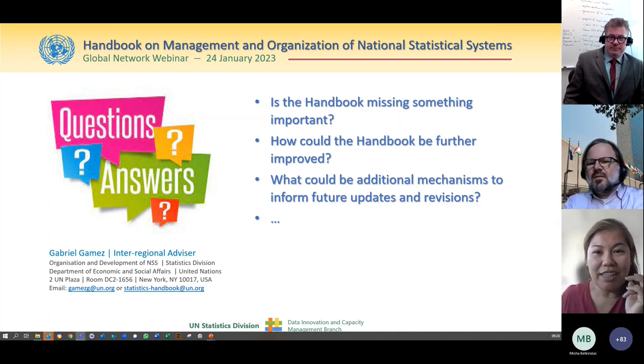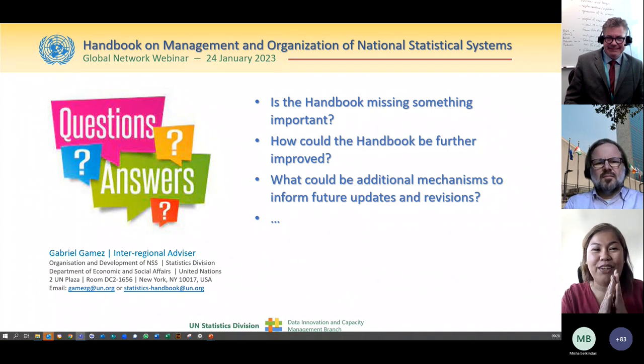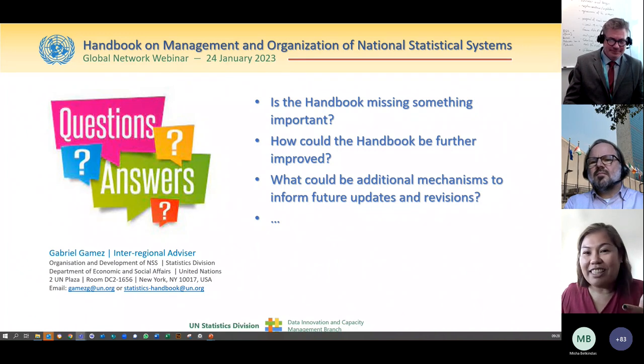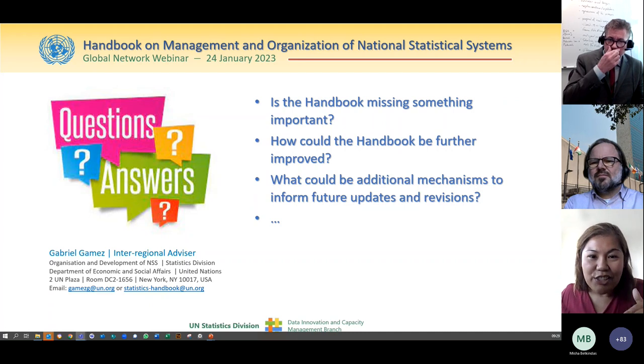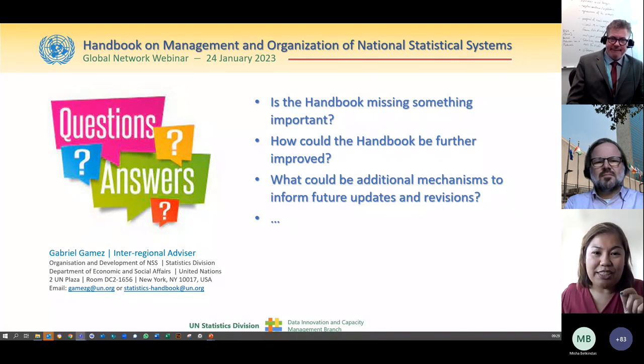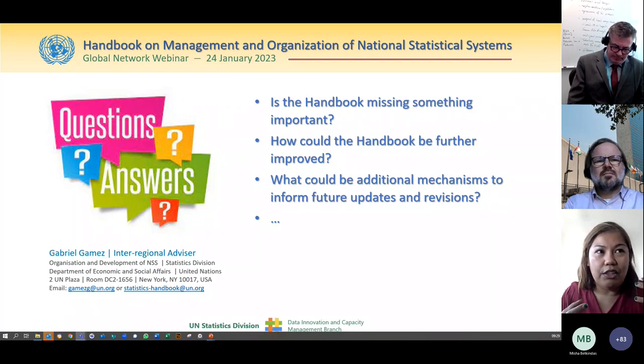Yeah, thank you so much. Very quickly, congratulations for this great work on the handbook. I'm a fan of the handbook, so great to see this updated. And that gender statistics has been integrated in many sections of the handbook. So kudos to the group for integrating gender. In relation with that, and likewise on the first question, is the handbook missing something important? I just want to note the extent to which the management and organization of the NSS calls for gender parity.